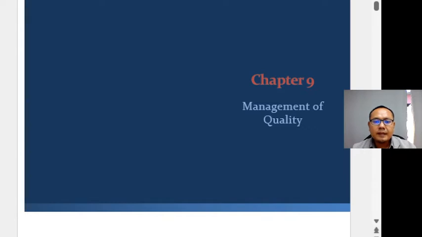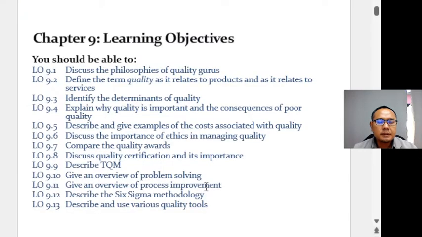Broadly defined, you can see this is the learning objective for our topic for today. You can read it from the slide that I will share later.